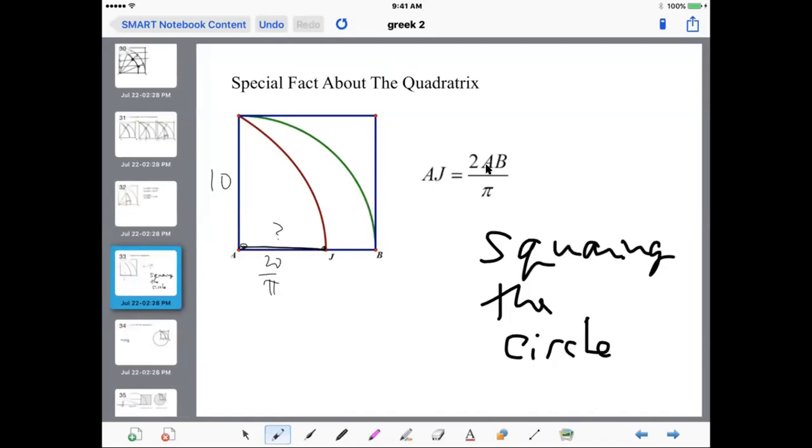Remember the quadratrix, our friend that gets used for trisecting an angle? Well, it turns out that if you have a quadratrix, the length of this foot of it, I called it AJ, will always be 2 times the square side divided by pi. And that's something we're not going to even attempt to prove. I'm just going to tell you, here's a fact for you about the quadratrix. So if this is 10, this length here is 2 times 10 over pi.